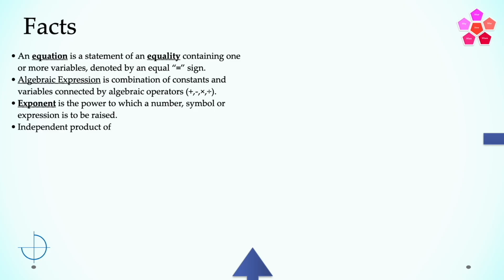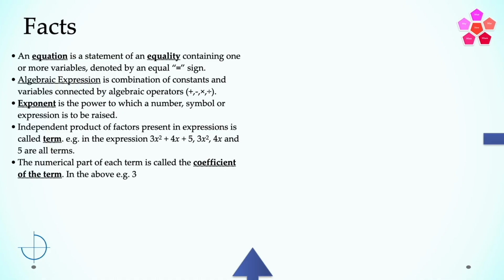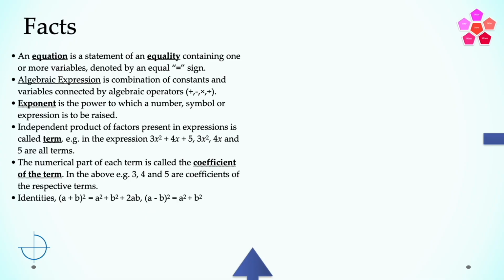Independent product of factors present in expressions is called term. Example, in the expression 3x squared plus 4x plus 5, the terms are 3x squared, 4x and 5. The numerical part of each term is called the coefficient in the term. In the above example, we have 3, 4 and 5 as the coefficients of the respective terms. The assumption is that you are aware about the algebraic identities.